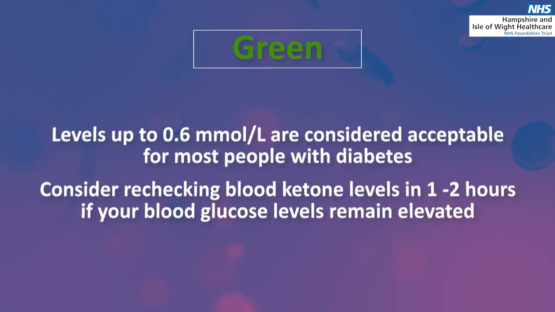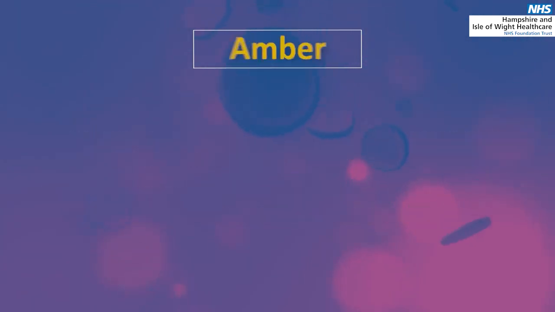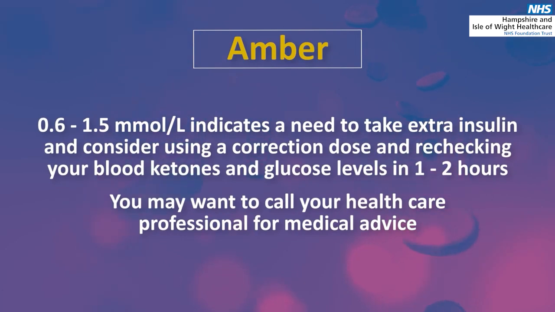Green. Levels up to 0.6 millimoles per litre are considered acceptable for most people with diabetes, but consider rechecking blood ketone levels in 1 to 2 hours if your blood glucose levels remain high. Amber. 0.6 to 1.5 millimoles per litre indicates a need to take extra insulin and consider using a correction dose and rechecking your blood ketones and glucose levels in 1 to 2 hours. You may want to call your healthcare professional for medical advice.